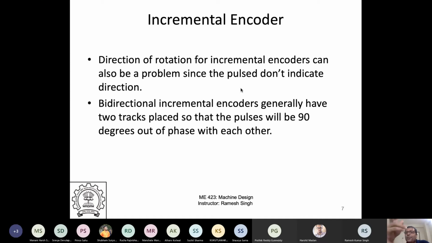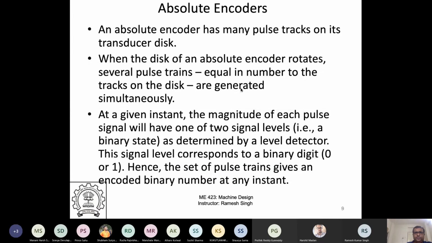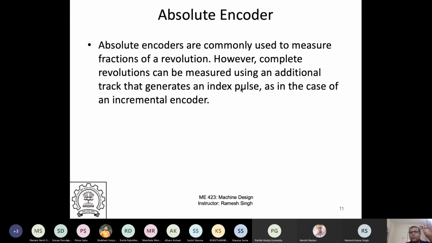So that will give us some degree of bidirectionality. So that's where the incremental encoder is there. But again, the problem of missing a few will still be there because there is no unique correlation with the encoder. So every point doesn't have a unique signature. So that's what is there in an absolute encoder. An absolute encoder has many pulse tracks on its transducer disk, and when the disk of an absolute encoder rotates, several pulse trains equal to the number of the tracks are generated simultaneously. So basically, let me not read out, but show you what it means.